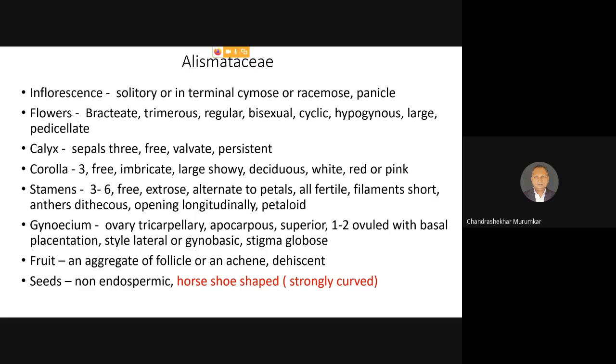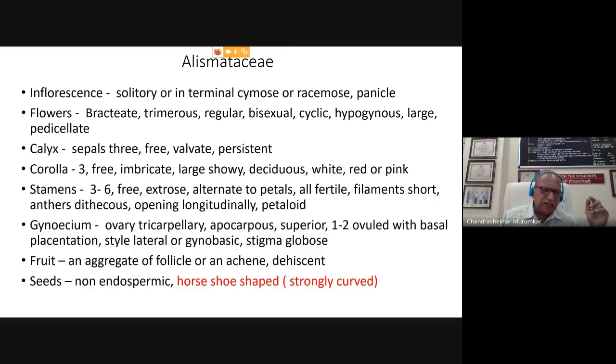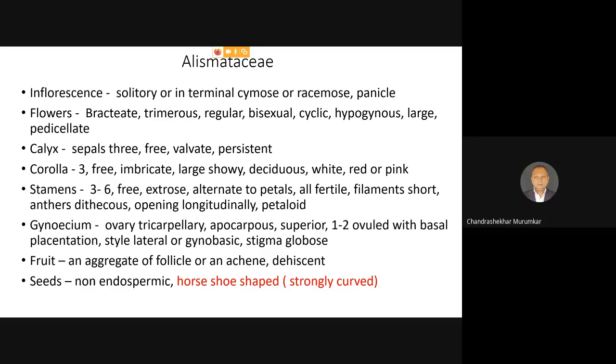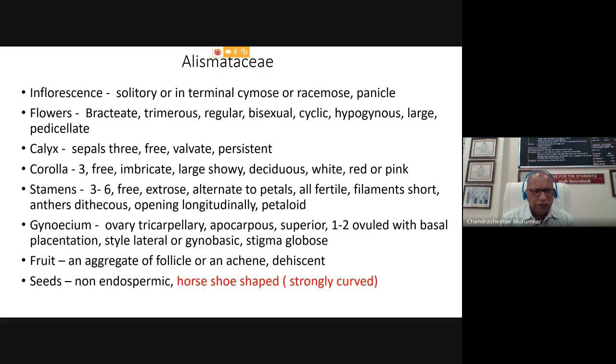So the filaments are short and the anthers are long. Obviously, the anthers are dithecous. They have two anther lobes and they are opening longitudinally. Sometimes even the stamens themselves are petaloid. They are colored, as in the figure you have also seen that they are yellow in color.